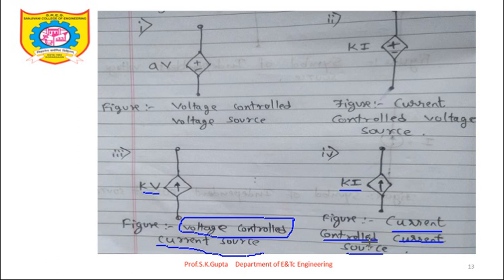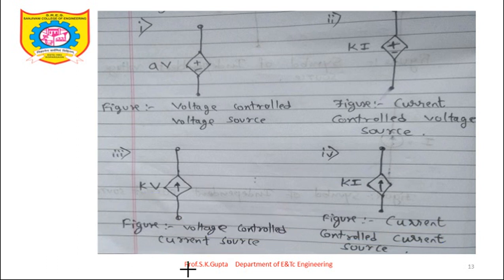Okay, very basic points. Diamond means dependent source, circle means independent source. If plus minus is written, it is a voltage source. If arrows are shown, it is a current source. With that source, if a voltage is present, it is voltage controlled. If a current is present, it is current controlled. I hope it is clear.